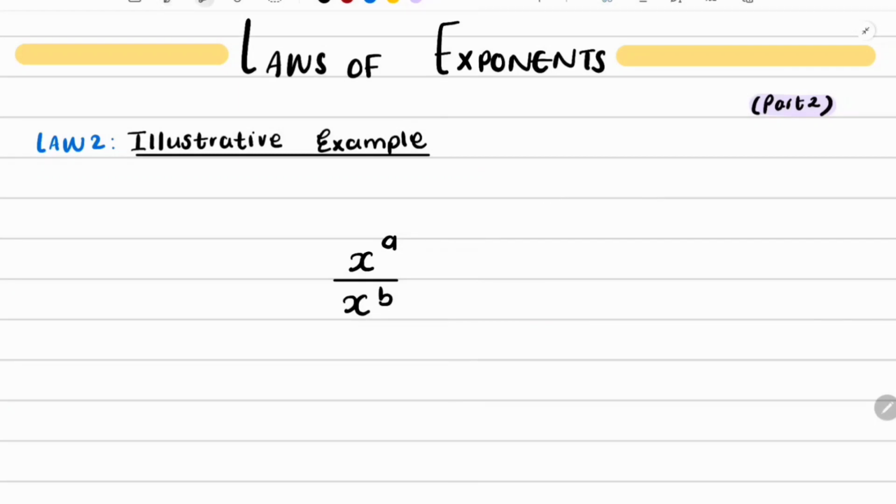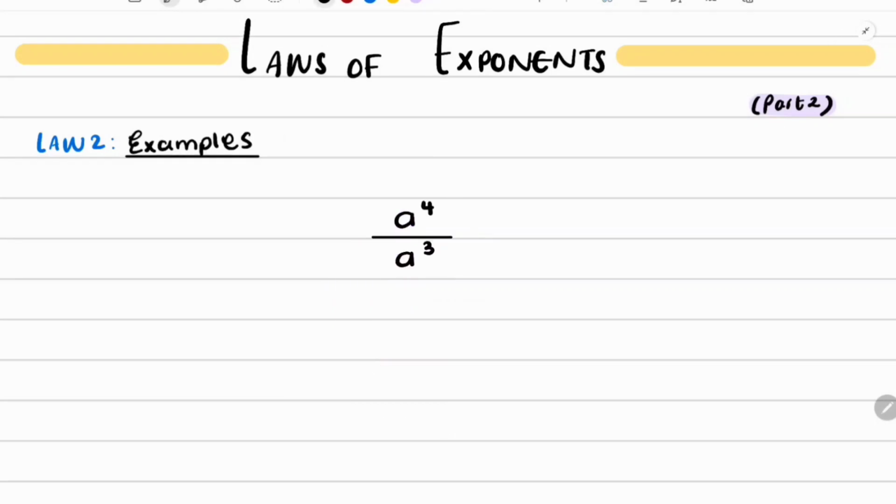Okay, so if we have x to the power of a divided by x to the power of b, we can see that the bases of this expression are the same. So we're going to keep the base exactly the same, and we are going to subtract the exponents because we are dividing this time. So that is going to be the top exponent minus the bottom exponent. So the exponent on the numerator is the a, and then that's going to be minus b. And that's what we will get for our answer.